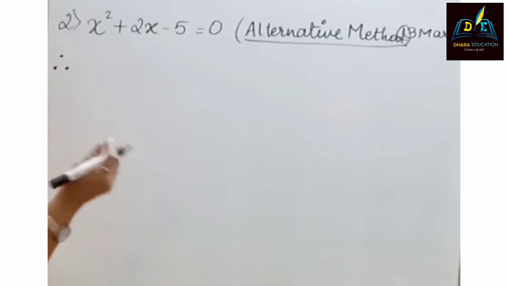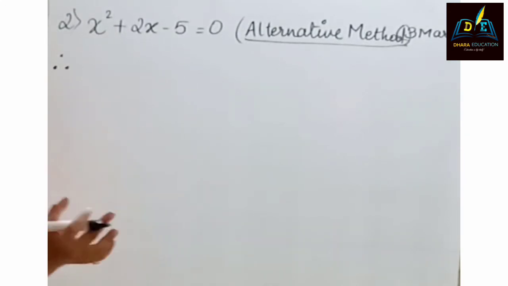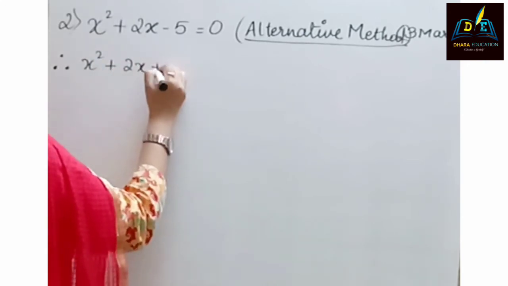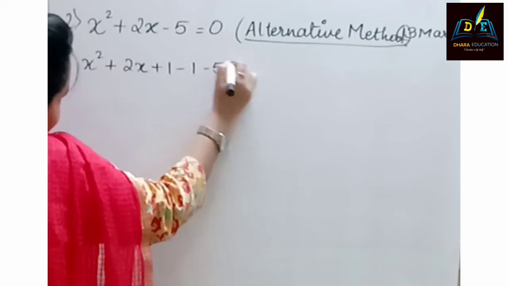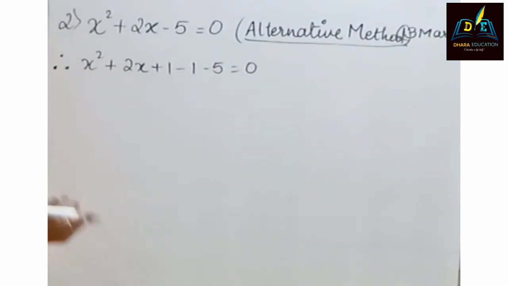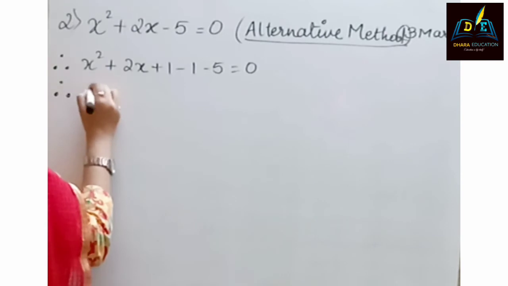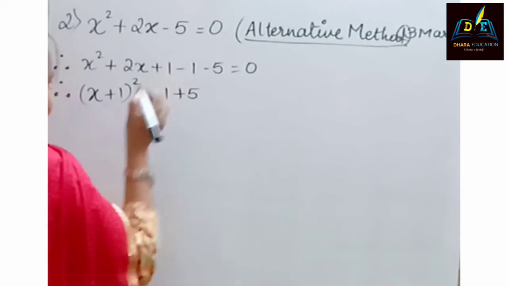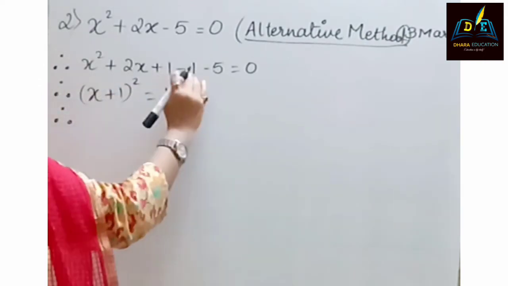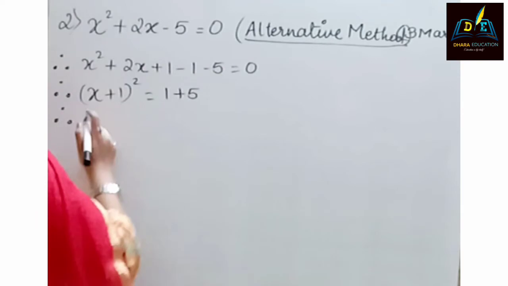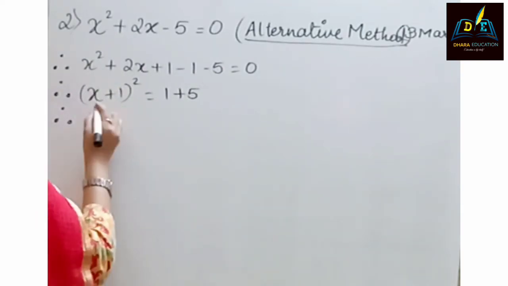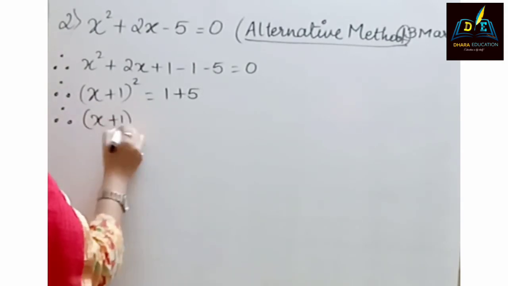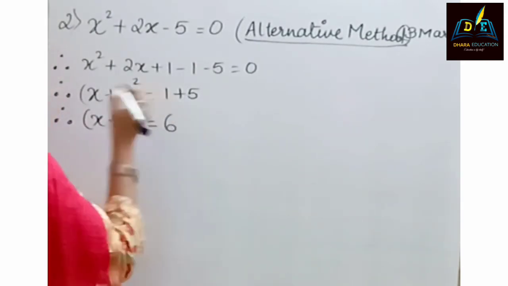As we have got k is equal to 1, now we add and subtract. Then we follow the same procedure. x plus 1 the whole square is equal to 1 plus 5, by eliminating 0 and sending 1 plus 5 to the right hand side. So what are we getting over here? Now x plus 1 the whole square is equal to 6.